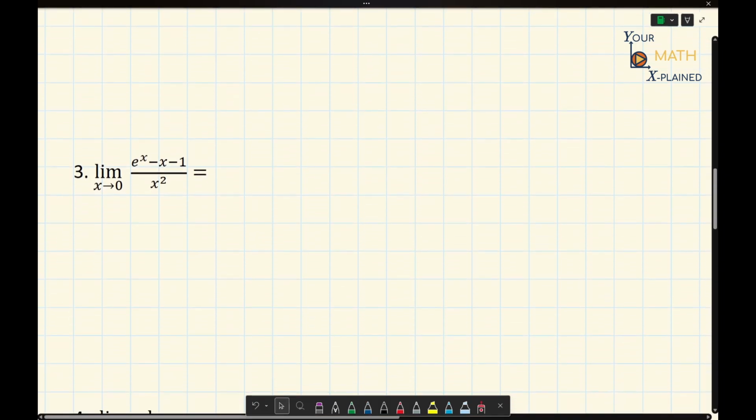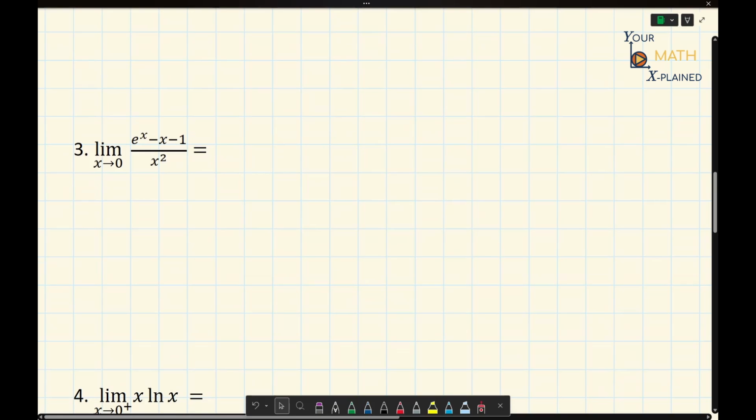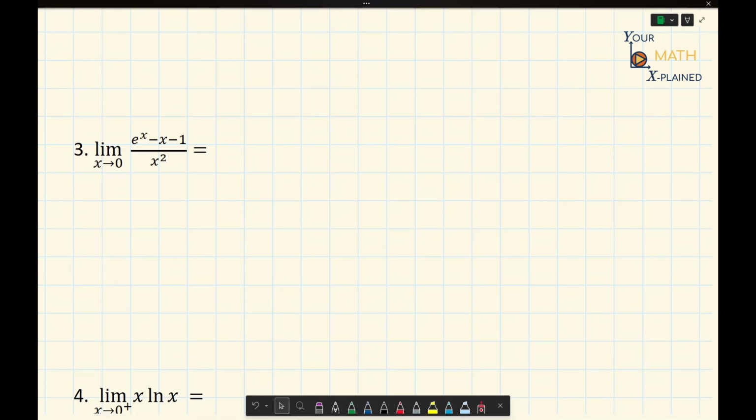In our next example, we're going to show that sometimes applying L'Hopital's rule just once is not enough. We might need to do it multiple times. But before we do that, we first need to check that it's in one of the acceptable indeterminate forms. So if we substitute in 0, we get this as 1 minus 0 minus 1. So our numerator is 0, and then our denominator is also 0. So this is in the form of 0 over 0.